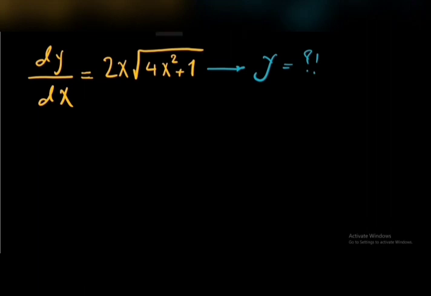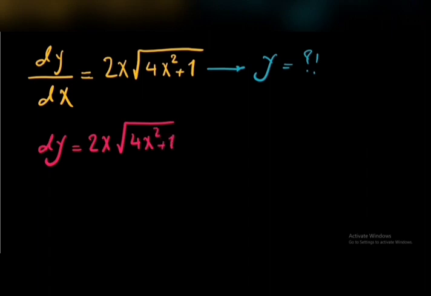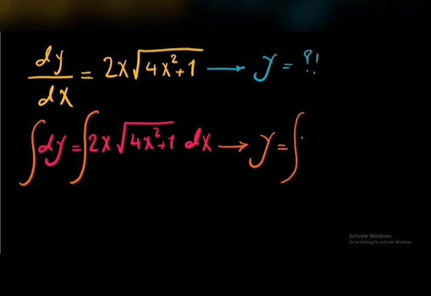So we can multiply by dx. In the left side, we have dy equals 2x times the square root of 4x squared plus 1 times dx. And now we can integrate this equation. So I put an integral in front of them, and it means in the left side I can write y equals, and in the right side we have the integral of 2x times the square root of 4x squared plus 1 times dx.